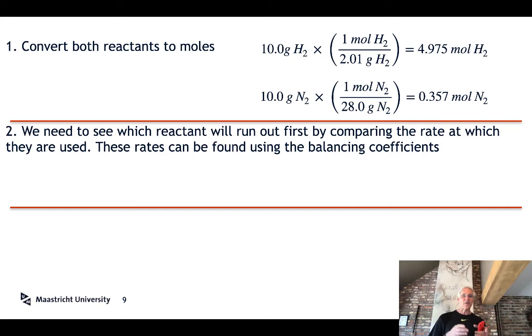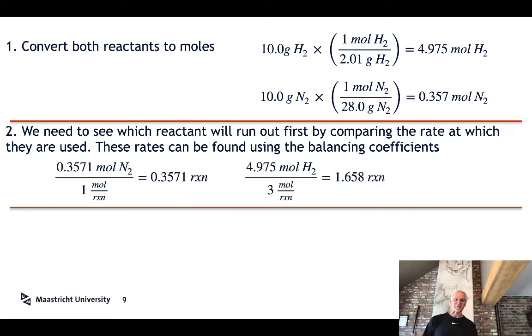So if I had 3 steering wheels and 10 tires, the tires are going to run out first, because I can only make 2 cars with 10 tires, but I could make 3 cars with 3 steering wheels. And so my tires are going to run out first, even though there are more of them, and that's because we use them more per car. Same idea here with our stoichiometry.